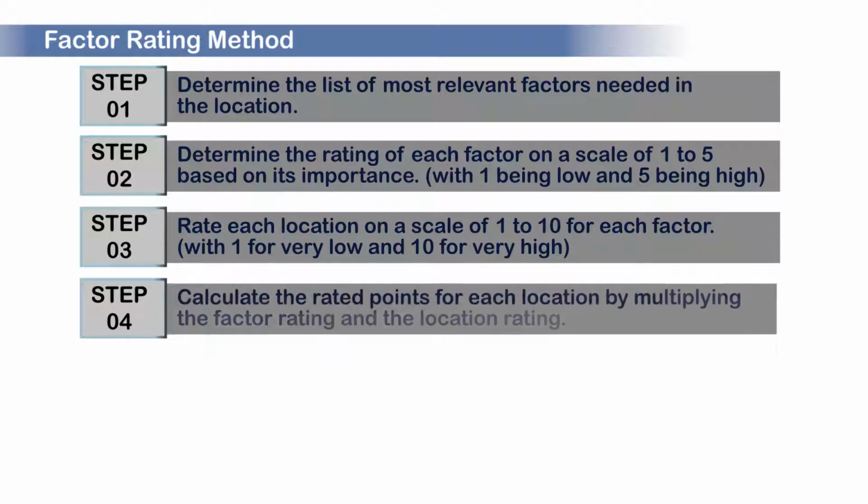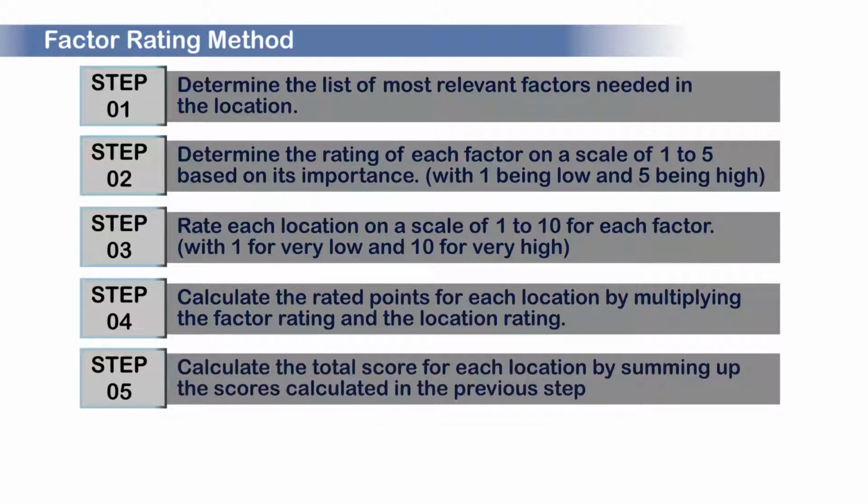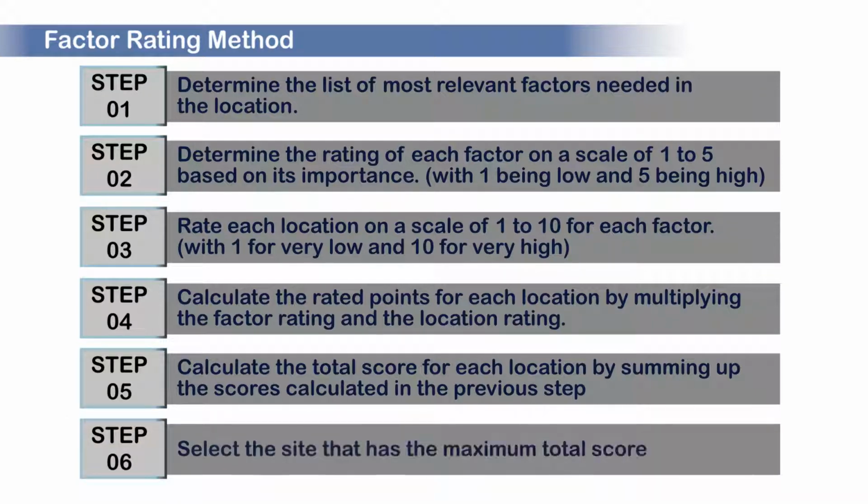Then step 4. Calculate the rated points for each location by multiplying the factor rating and the location rating, which has been got in step 2 and step 3 respectively. Step 5. Calculate the total score for each location by summing up the scores calculated in the previous step. Step 6. Select the site that has the maximum total score. This is the process involved in identifying the best possible location using the factor rating method.